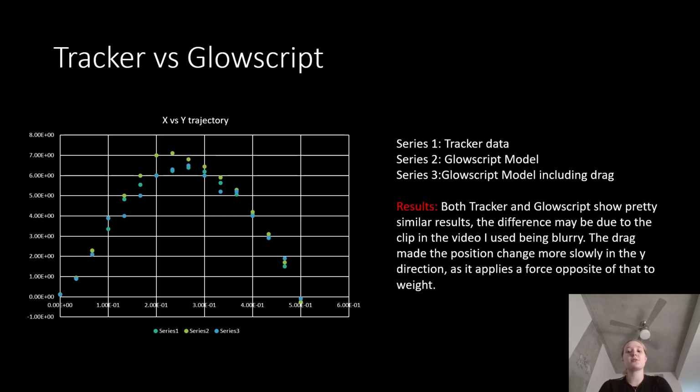And the results are that both tracker and GlowScript show pretty similar results. The difference may be due to the clip in the video I used being kind of blurry. Also, again, it was a pretty small time frame, so there could be something off with that. And the drag made the position change more slowly in the y direction as it applies a force opposite to that of weight.